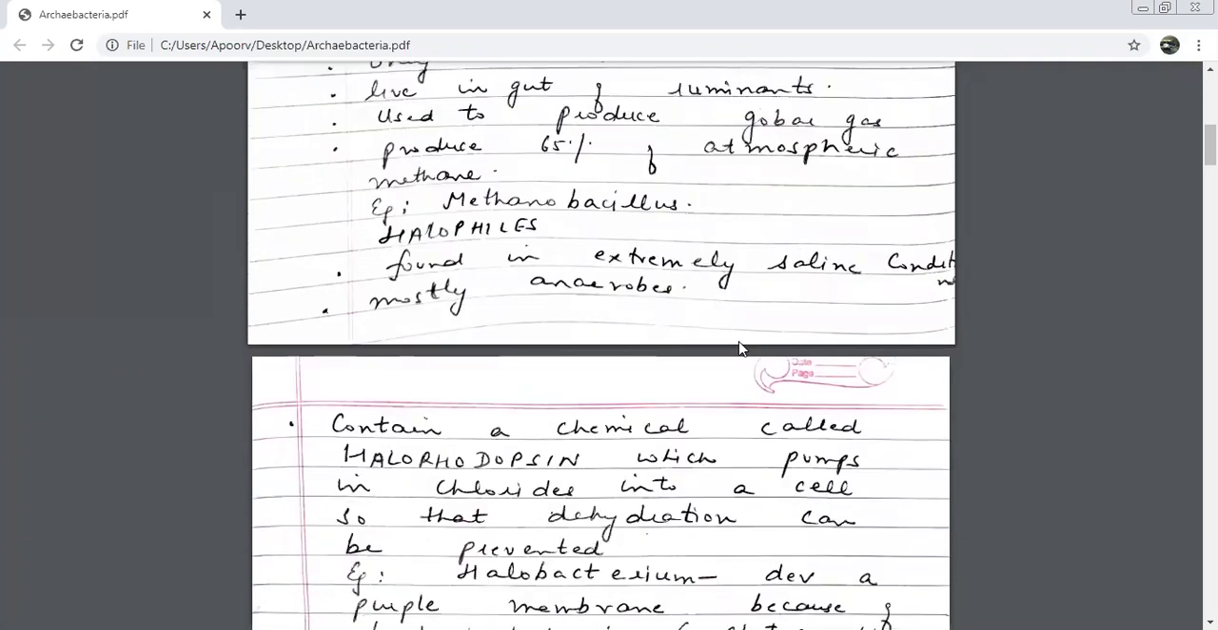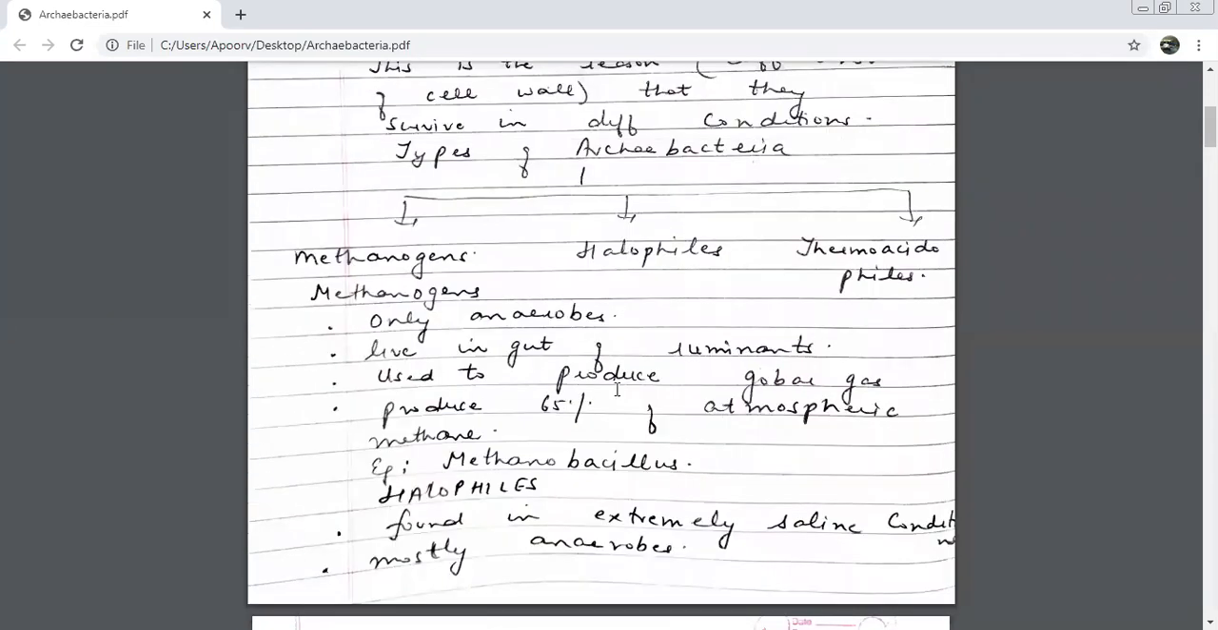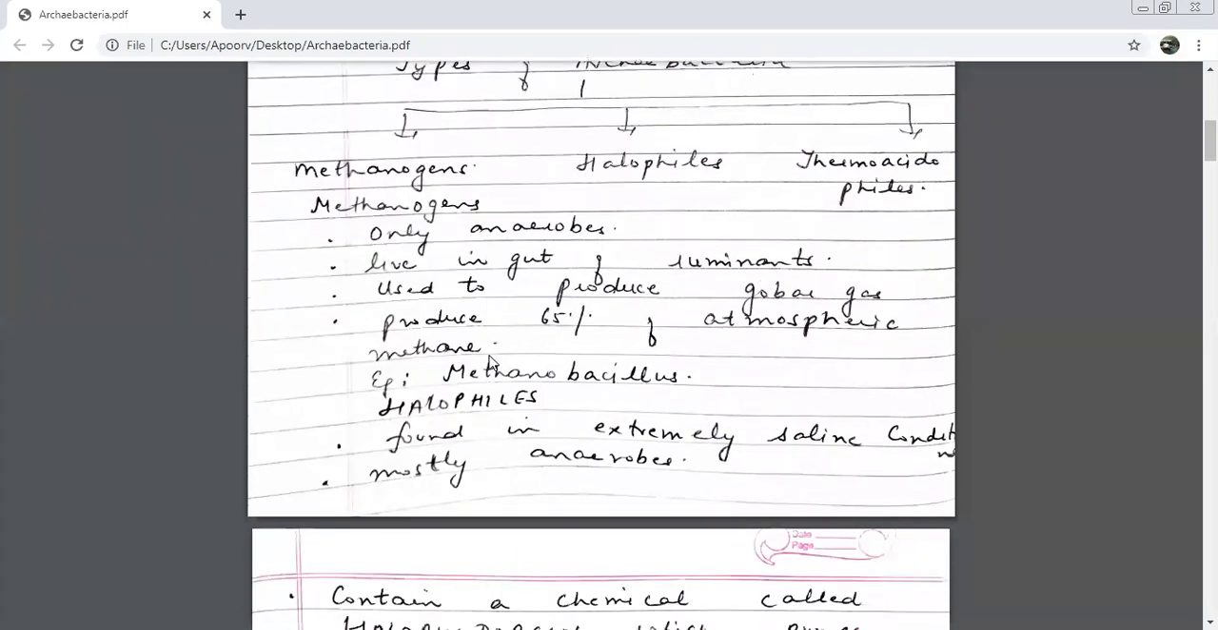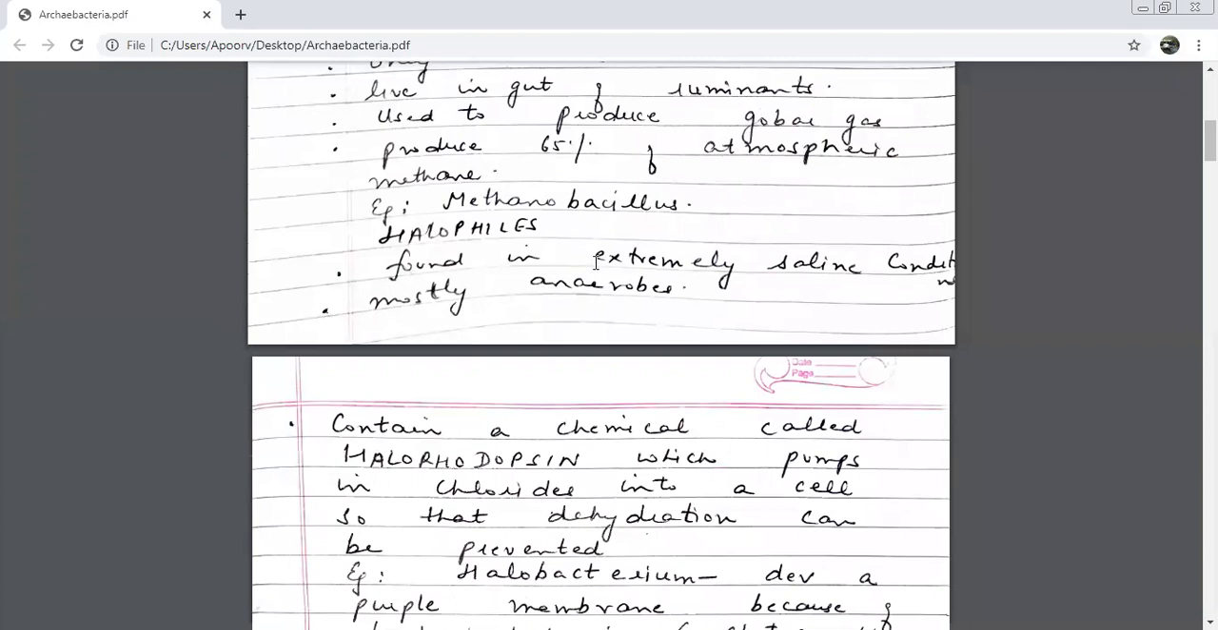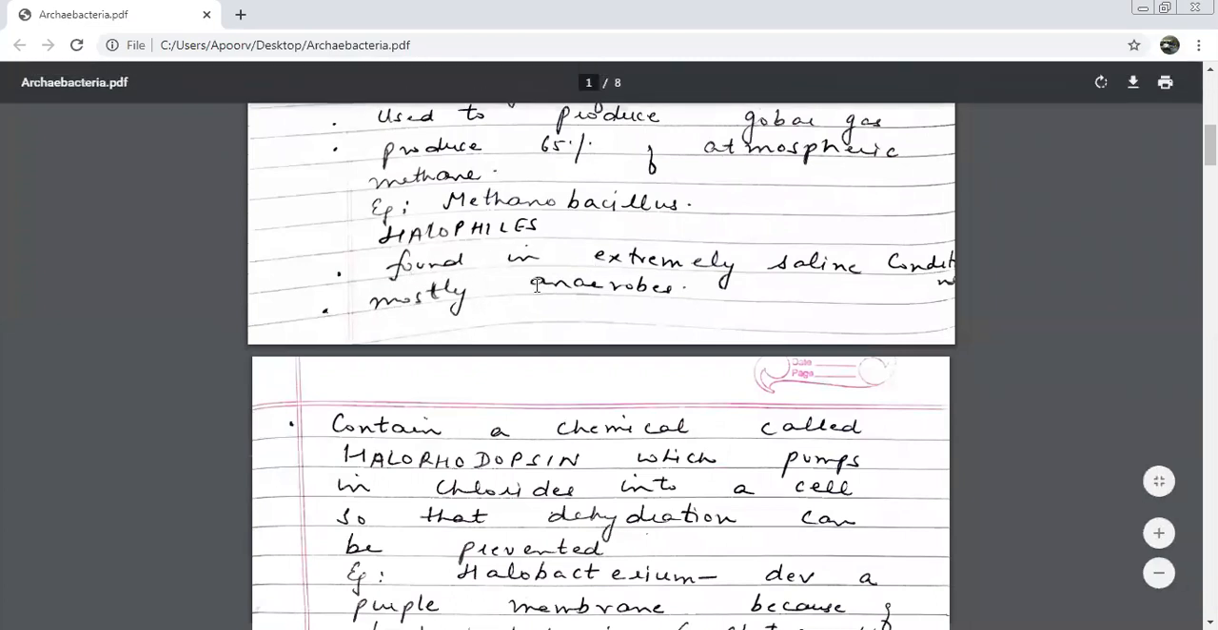Name one example of methanogen. Methanobacillus. We move on to the second ones, archaebacteria that are halophiles. The name itself tells you that they can survive in saline conditions. They are mostly anaerobes. See, beta, methanogens were only anaerobes, and these are mostly anaerobes.